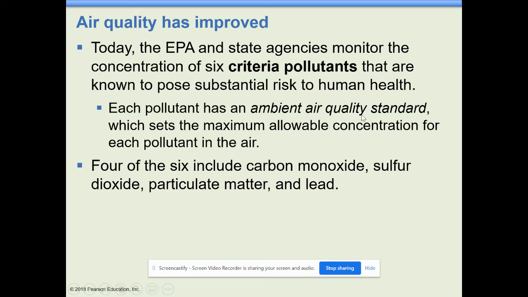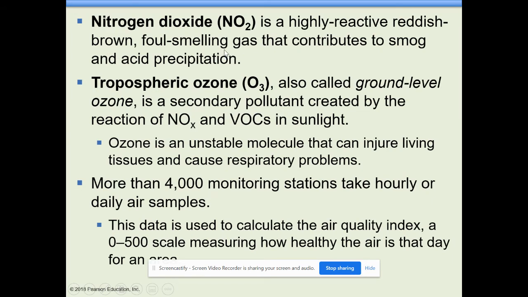So as we saw, there are 6 what we call criteria pollutants that the EPA looks at. And we've created some air quality standards. Others to consider are nitrogen dioxide, NO2, and tropospheric ozone, or ground level ozone. Ozone, again, as we said before in our example of secondary pollutants, is made from 2 or more other things. So it's created from nitrogen oxides and VOCs combining with sunlight. Okay? This is the process we'll talk about later called photochemical smog. It can cause injury in living tissue and cause respiratory problems. So we have to be really careful about ozone.